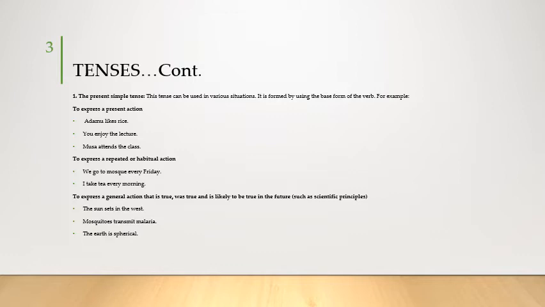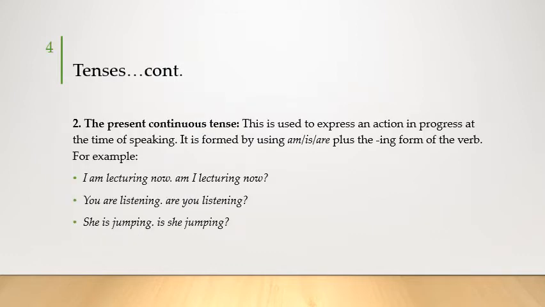Present simple tense could also be used to express a general action that is true, or that was true, or that is likely to be true in the future, such as scientific principles. If you say the sun sets in the west, this is simple present tense that expresses a general action that is true. The sun sets in the west. Mosquitoes transmit malaria. The earth is spherical. All these are examples of simple present tense that express something that is true.